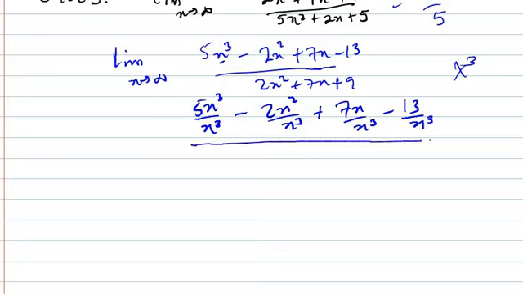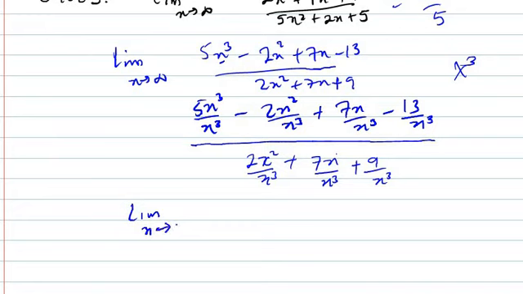Likewise for the denominator, you have to divide through each term by x cubed. So here we have 2x squared over x cubed, plus 7x over x cubed, and then minus 40 plus 9 all over x cubed. So here is the limit as x goes to infinity.